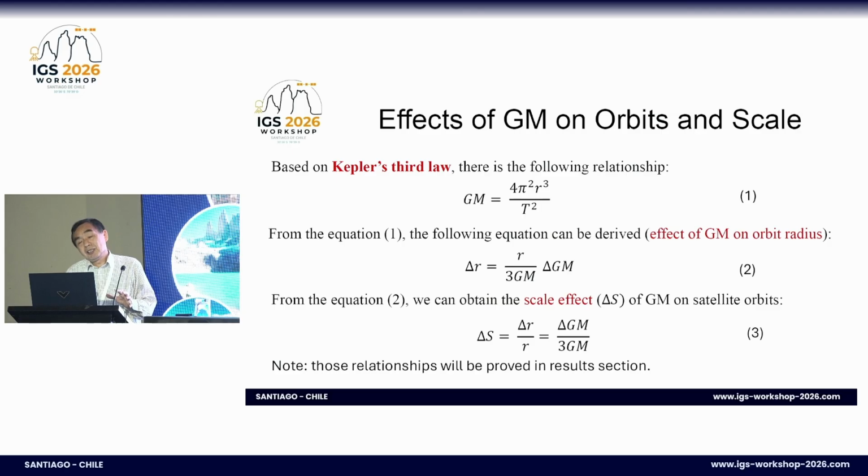This is to try to understand the relationship between GM and orbit. Based on Kepler's third law, you have equation 1. From equation 1, you can derive the relation between the GM offset and the offset in the radial direction. If we assume the satellite orbit is circular, then the offset from GM causes a constant radial direction bias.